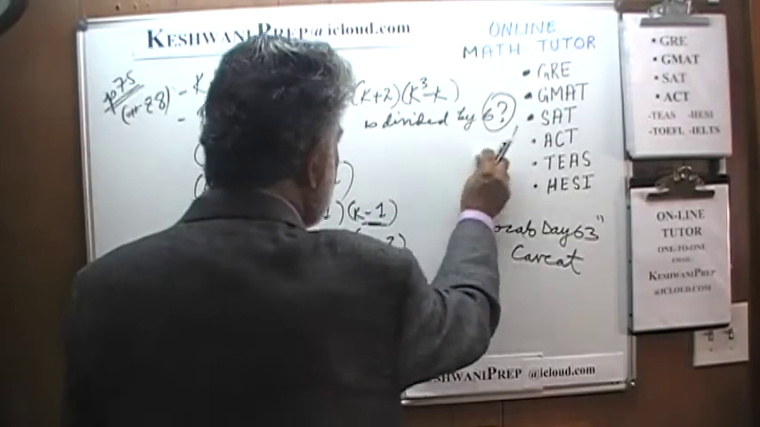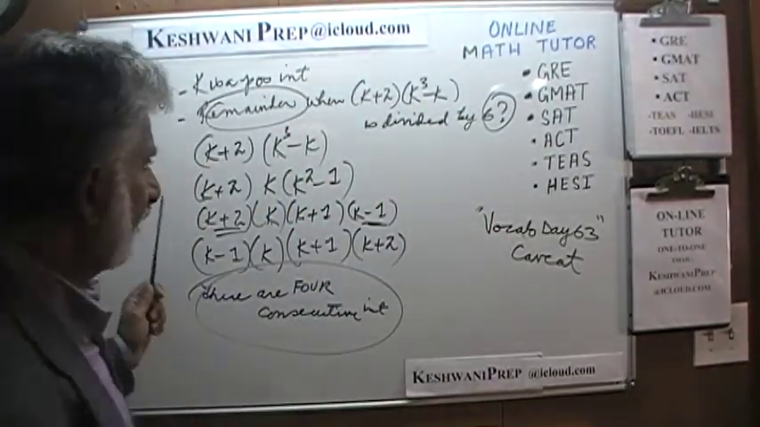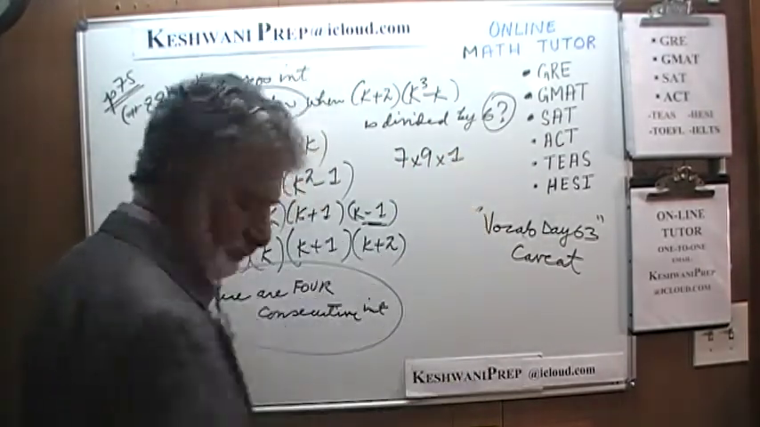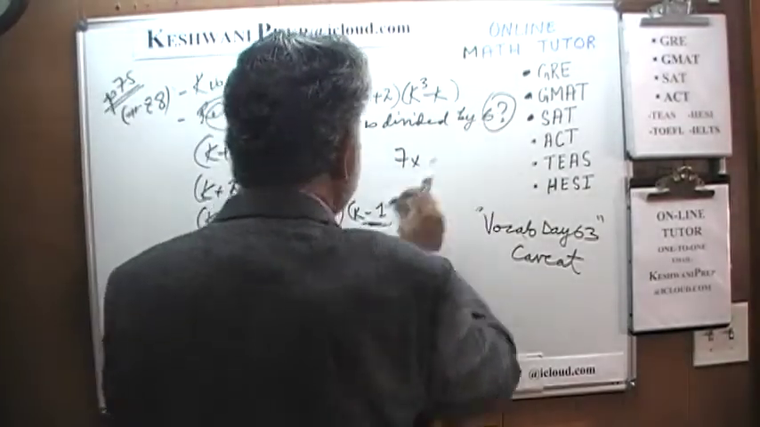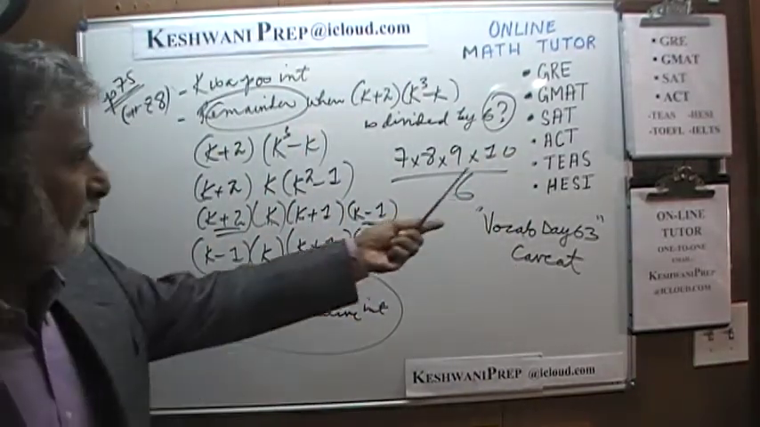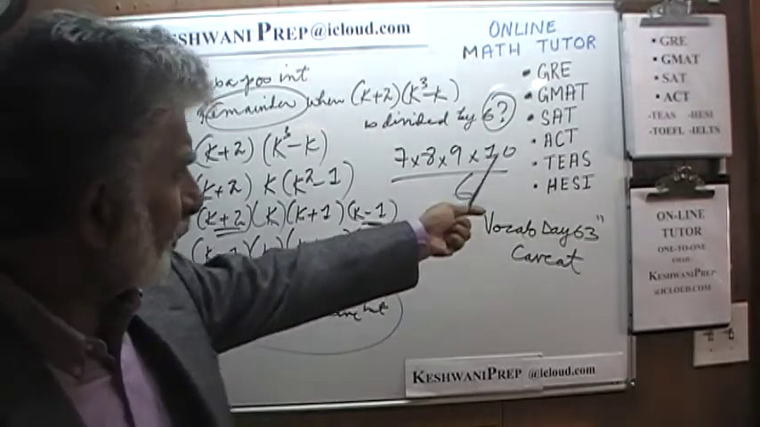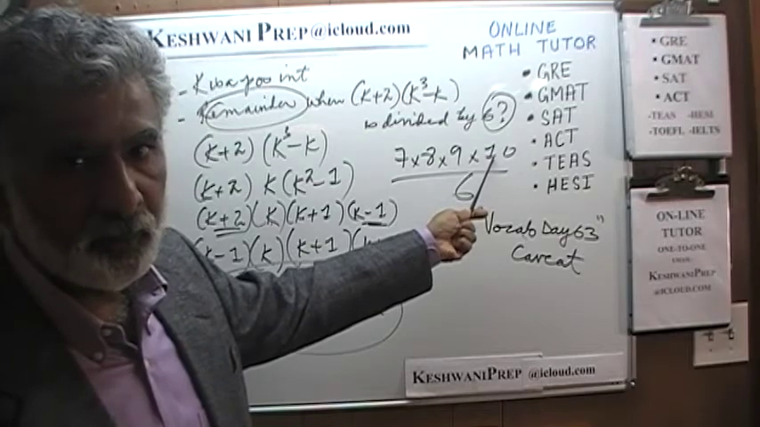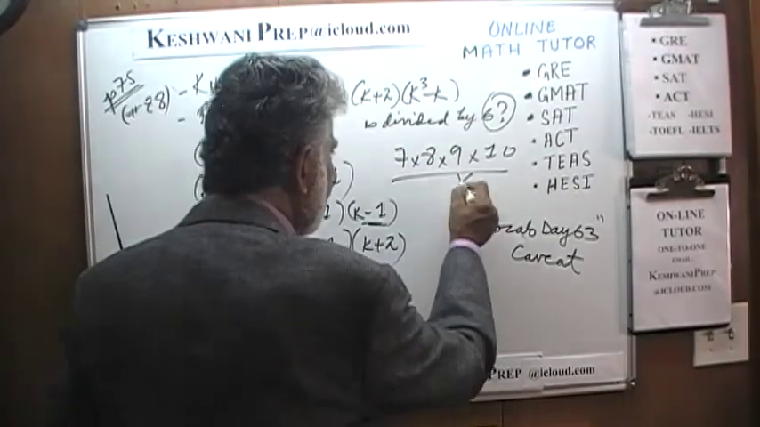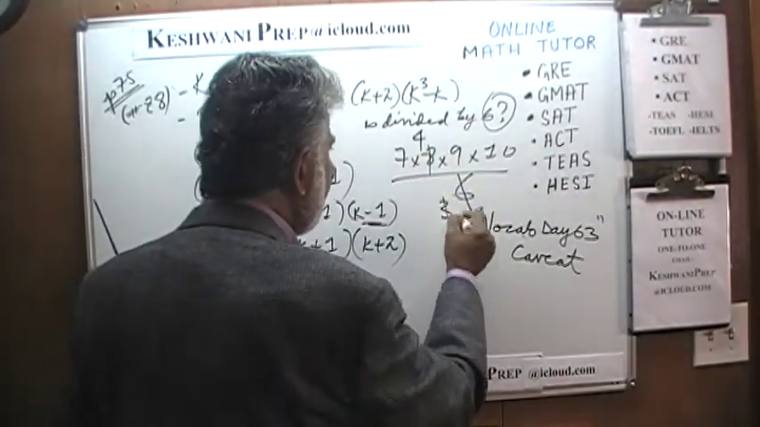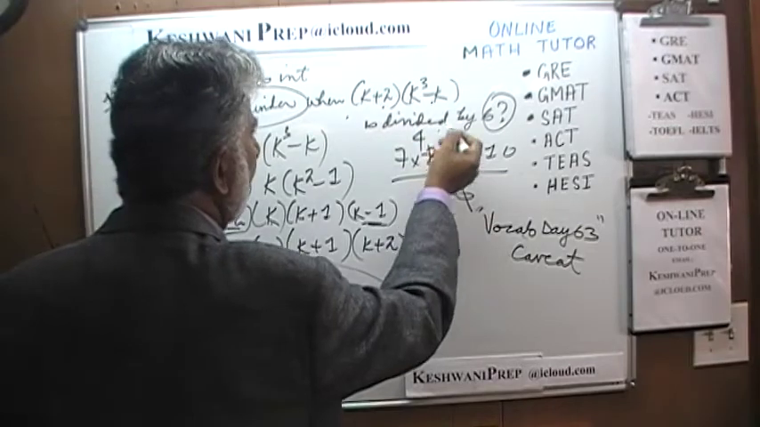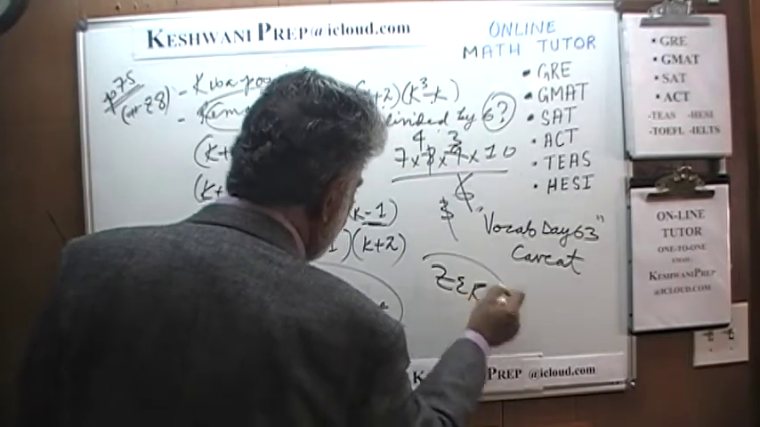It doesn't matter which 4 consecutive integers you pick, it will always be the case. For example, let's say 7, 8, 9, and 10. If we were to divide that by 6, again the remainder is going to be 0 because it's a multiple of 6. How do we know this quantity 7 times 8 times 9 times 10 is a multiple of 6? Because 8 is a multiple of 2 and 9 is a multiple of 3. And therefore this product is a multiple of 6. There is no remainder. The answer here is, the remainder is 0.